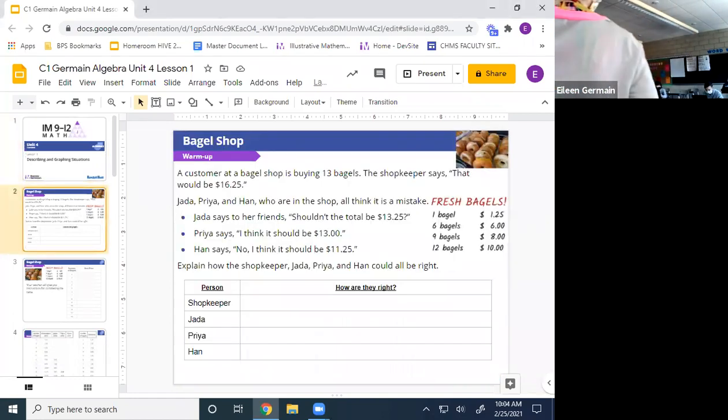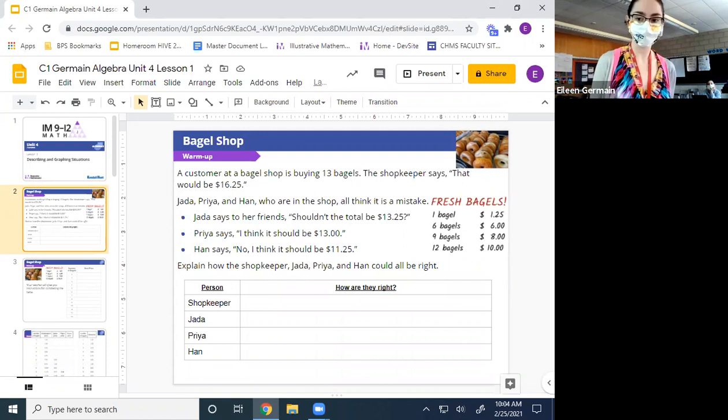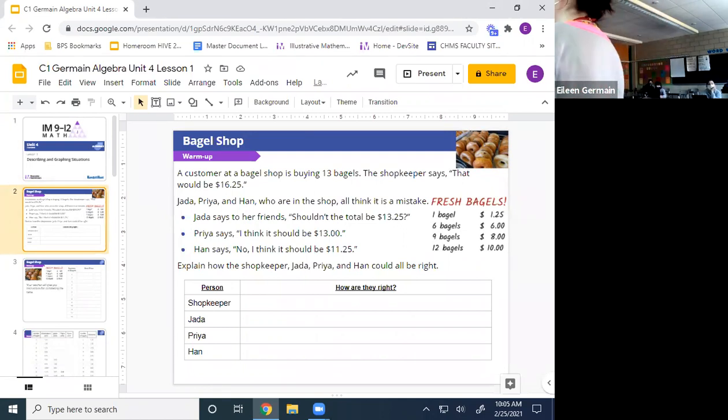And we have this bagel shop, and a customer at a bagel shop is buying 13 bagels. The shopkeeper says that it will be $16.25. Where is everybody? That's a question. So the shopkeeper himself says it's going to be $6.25, using this table here as his justification. Well, it's not really a table, but it's like the price list.